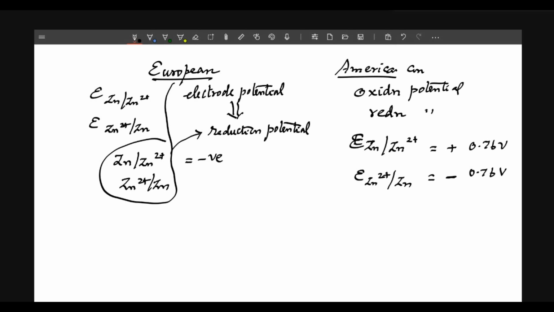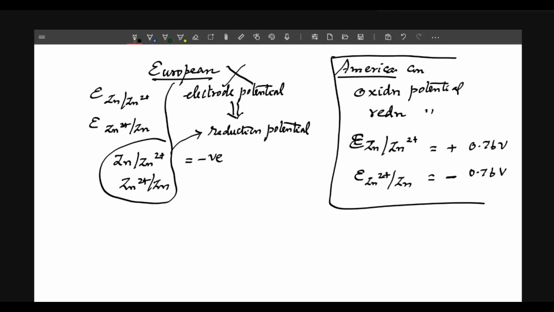For our purpose, for calculating the EMF of a cell and so on, we are going to follow the American Convention, not the European Convention. But if you come across foreign authors' books, belonging to a European country, they will simply call it the electrode potential. They will give only one type of value, which is a reduction potential. If you want to change it to an oxidation potential, simply change the sign.